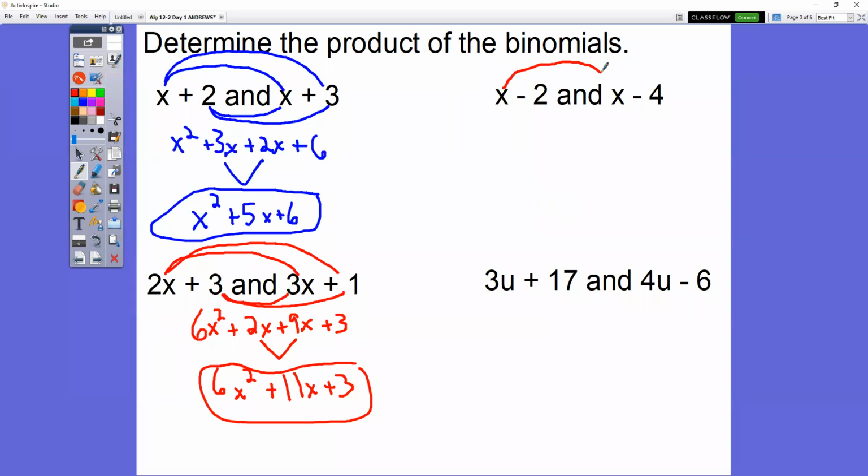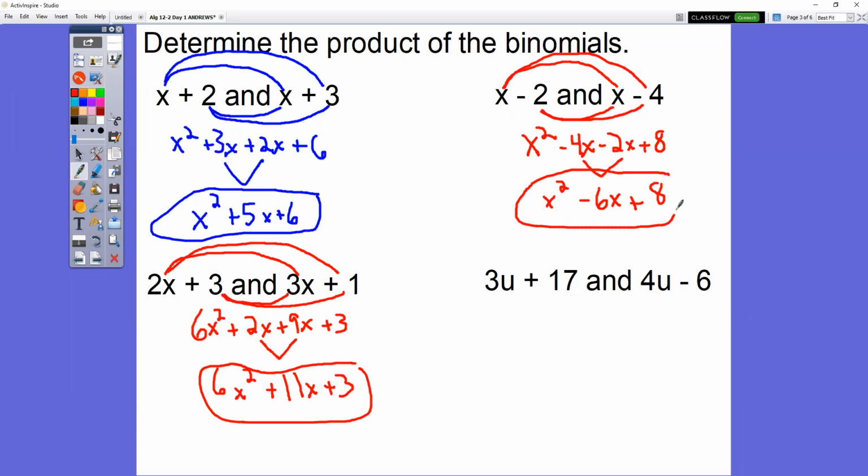So we would want to do firsts. X times x is x squared. Outers, -4 times x is -4x. Inners, -2 times x is -2x. And last, -2 times -4. Be careful. Negative times the negative is a positive. Add together your like terms. So be careful. We're adding together a -4 and a -2. -4 plus -2 is -6x. And then plus 8. And that's our final answer.